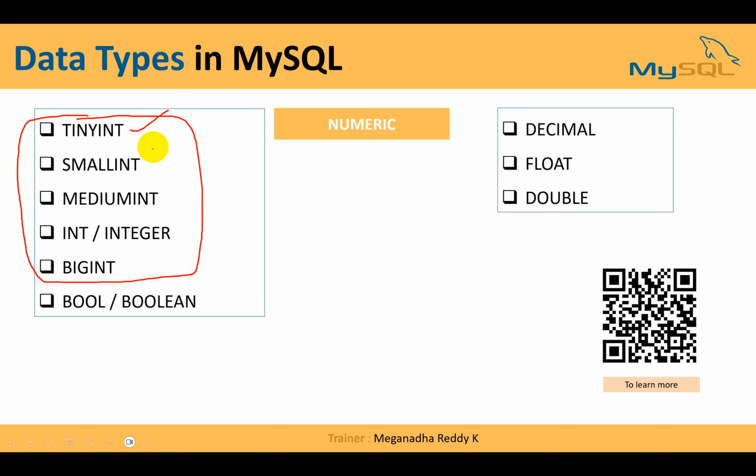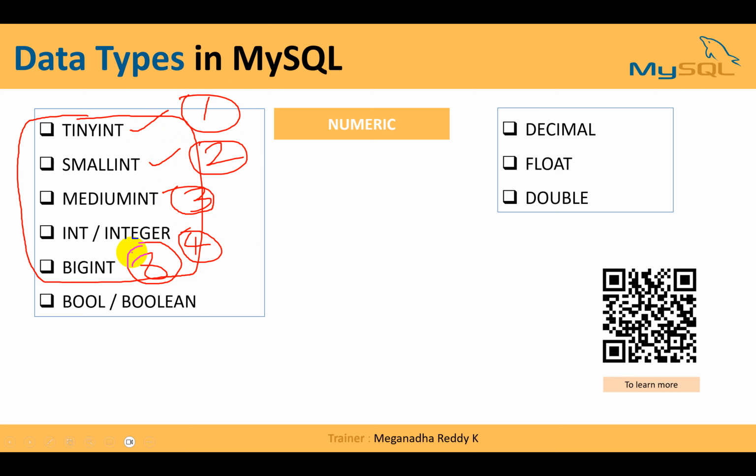TinyInt is a smaller value, smallInt is a little bigger than tinyInt. TinyInt takes 1 byte of memory, smallInt takes 2 bytes of memory, mediumInt takes 3 bytes of memory, integer takes 4 bytes of memory, and bigInt takes 8 bytes of memory.